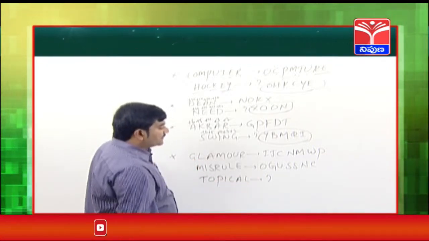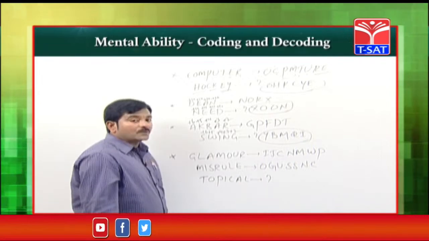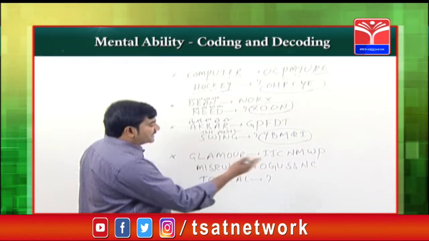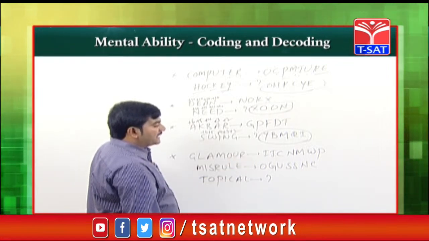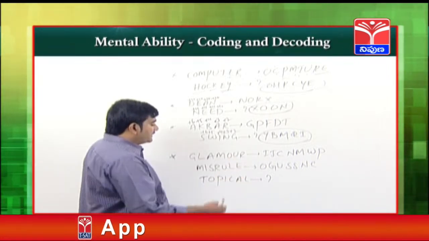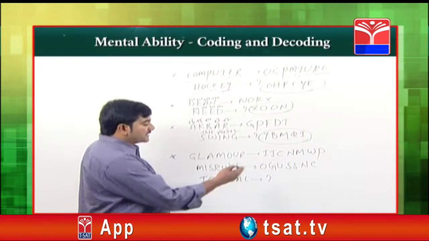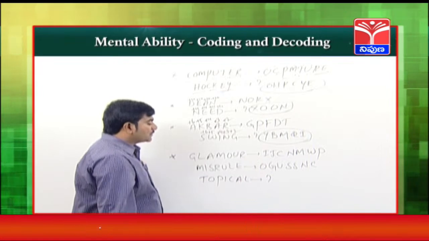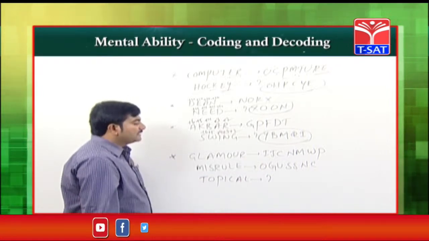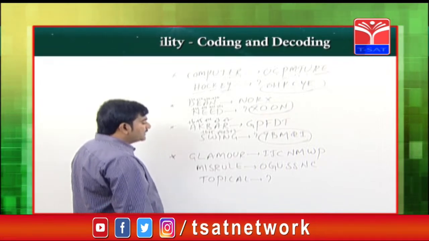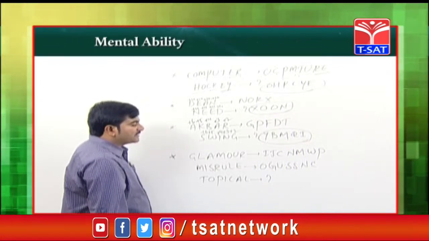So look at this. The final concept: in a certain code language, GLAMOUR is written as IJC NMWP, then MISRULE is written as something. Then what is the code for the word TOPICAL? What is the code for the word TOPICAL? So observe here whether a direct concept is there or not, we will verify.